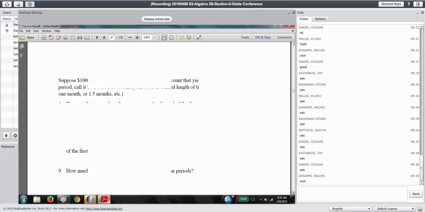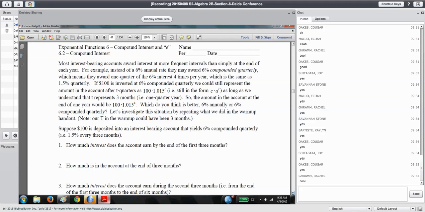All right. So let's talk about compound interest. And I'm going to read this one slowly to you. I'm going to be very careful with it as well. Most interest-bearing accounts award interest more frequently than at the end of 1 year. So I think it'd be kind of a pain if you put money into an account and you had to wait a whole year for it to accrue any interest at all. Does that make sense?